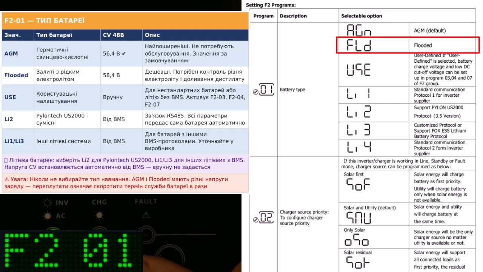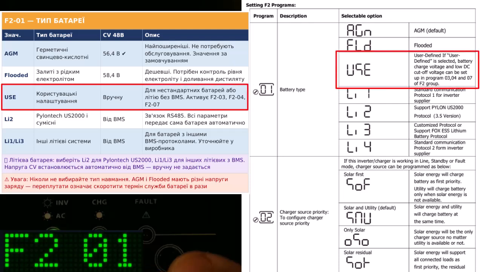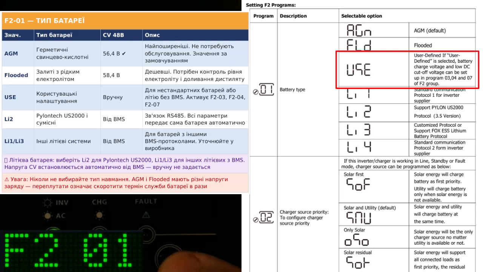USE, these are user-defined settings. You select this type when you want to manually set all charge parameters. For example, if you have non-standard batteries or lithium without BMS communication. When USE is active, items F203, F204, and F207 become available. They are locked for other types.